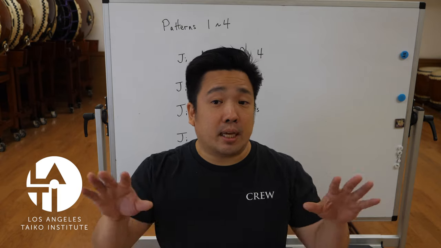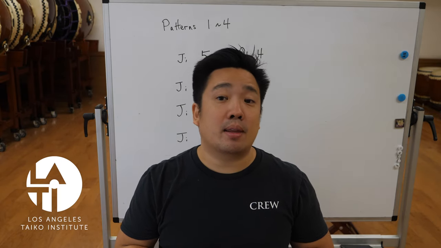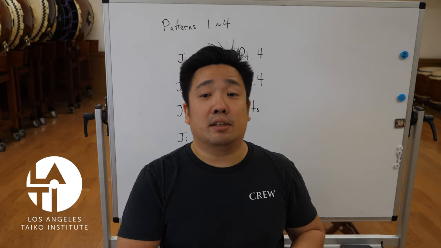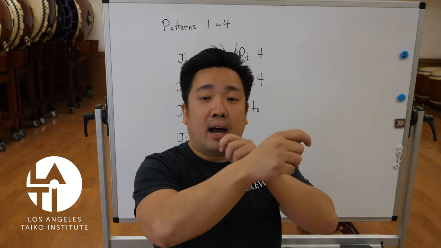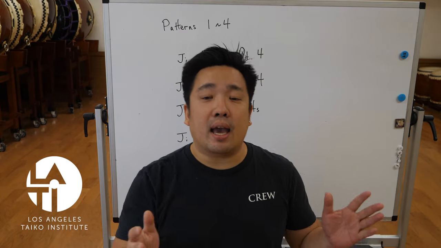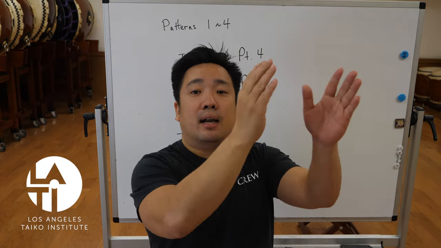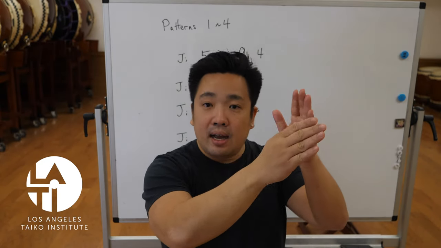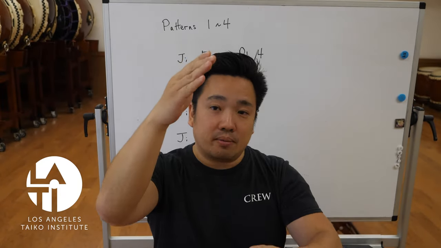Okay, you're going to play the same G pattern as before, but the last note is going to be played on the drum head. It's going to go ka, ka, ka, don. Okay, try it with me. Ready, and. Ka, ka, ka, don. Ready, and. Ka, ka, ka, don.